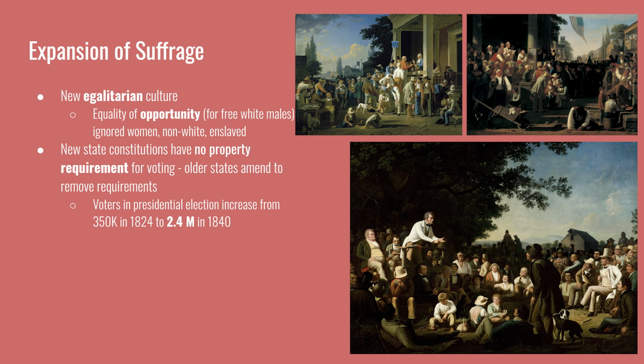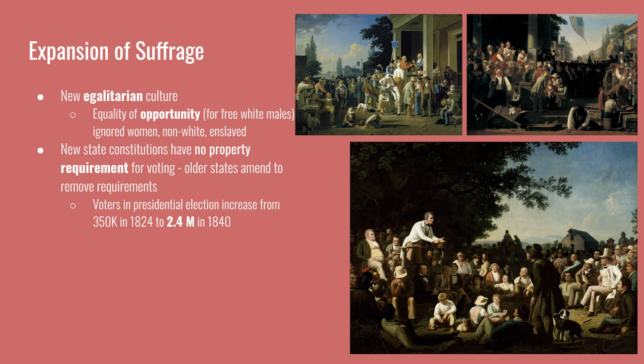The difference in the returns for the 1824 and 1840 election illustrate the rise in the number of eligible voters. In 1824, only 350,000 votes were cast, while in 1840 about 2.4 million were cast. Population growth was happening at the same time, but it was not as impactful in increasing the number of voters. The rate of increase of the population was 100% growth every 25 years, and the increase in voters was 700% over 15 years.